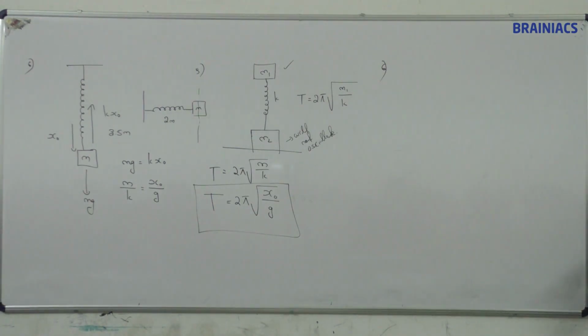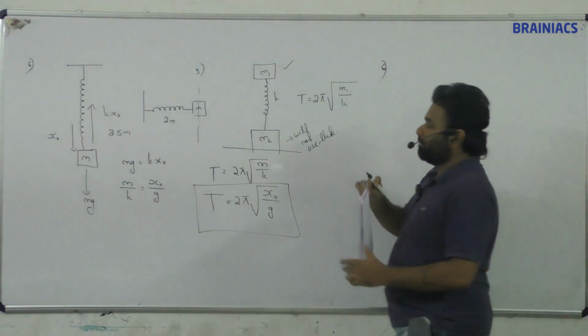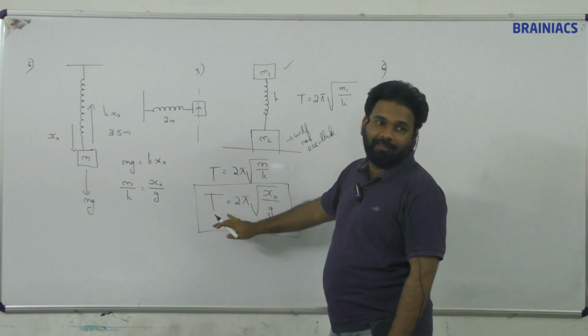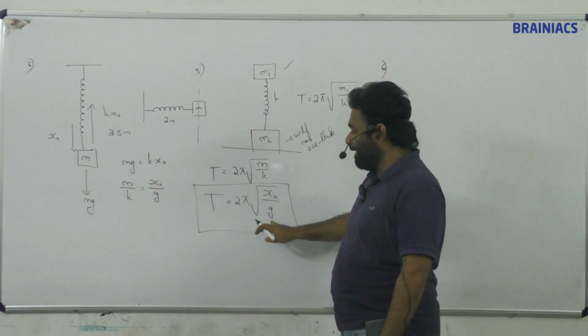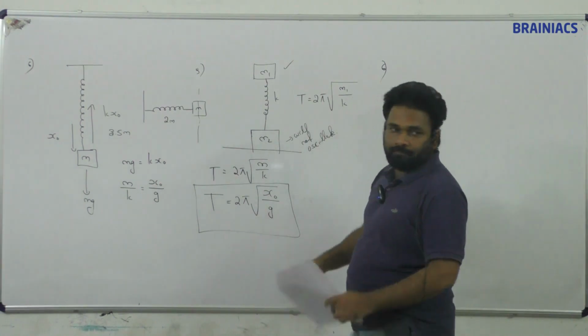So what you should do, below that here you should write, if possible in red ink, time period is independent of g. Write it below this.